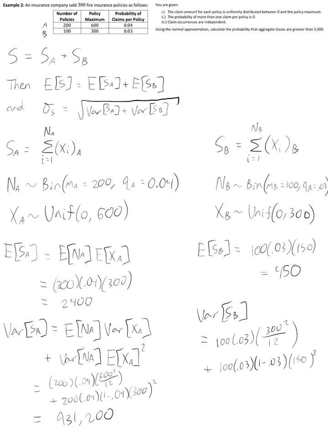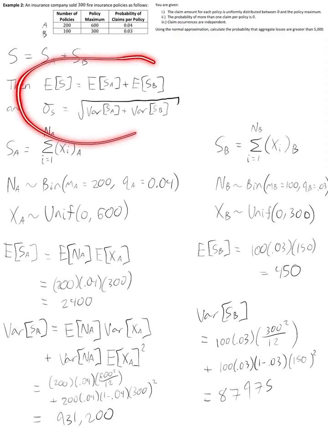I had forgotten to write that over here, so that's a very clear mistake that can be very easy to make, as you just saw. So this one comes out to 87,975. So now we can fill in the information up here with what we've already found.